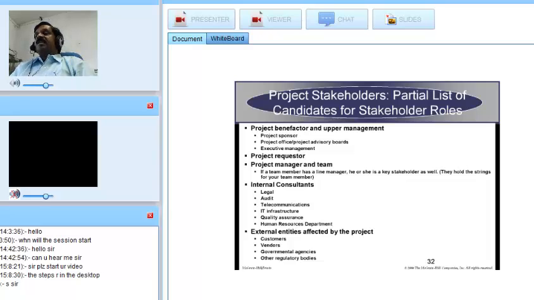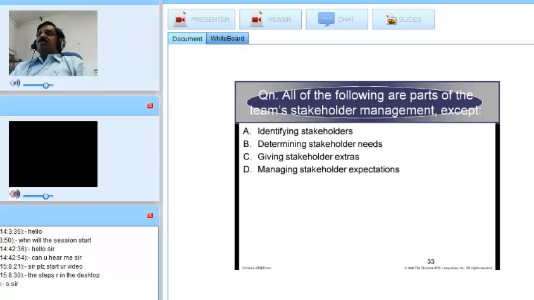And even external entities could be stakeholders. For example, the customers, vendors, the government agencies. Maybe if you are doing an environmental related project, the government agency, the pollution control board, PCB, could be a stakeholder. Or other regulatory bodies like the income tax department or excise department, any of the external agencies. So your duty is to identify all the possible stakeholders and manage them effectively, so that you are a successful project manager.